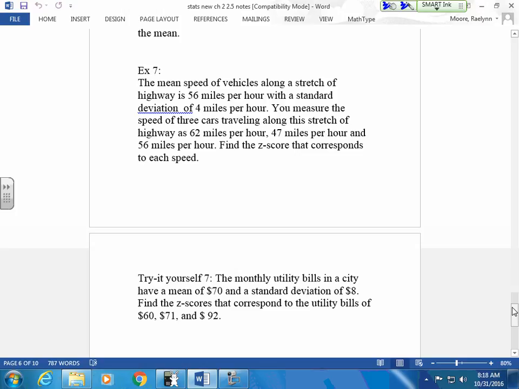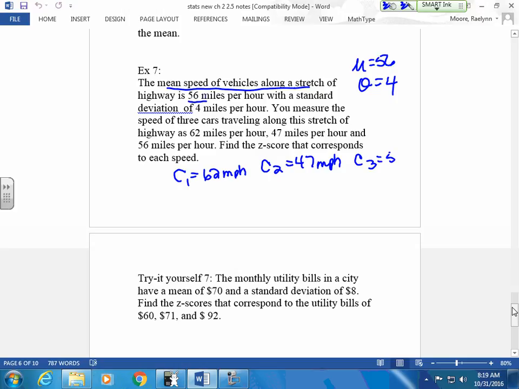The mean speed of a vehicle along a highway is 56. So pull out your information with a standard deviation of 4 miles per hour. You measured the speed of 3 cars. You found out car 1 was going 62 miles per hour. Car 2 was going 47 miles per hour. And car 3 was going 56 miles per hour. You want the z-score that corresponds to each one of their speeds. Questions? You with me so far?